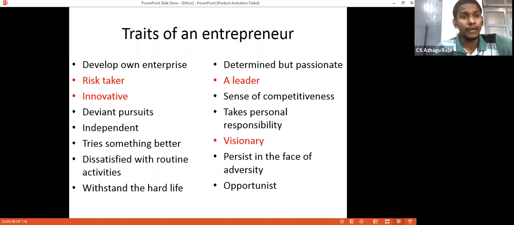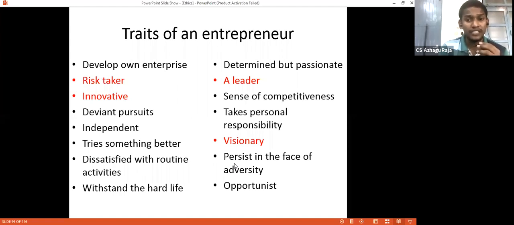Say for example, fixing prices. When I'm reducing the price of a particular product, or I'm starting a skimming price or other pricing, what will be the reaction of the competitor? And then he takes personal responsibility. We have seen the independent characteristic. He is an independent person, so anything that comes, he takes personal responsibility.